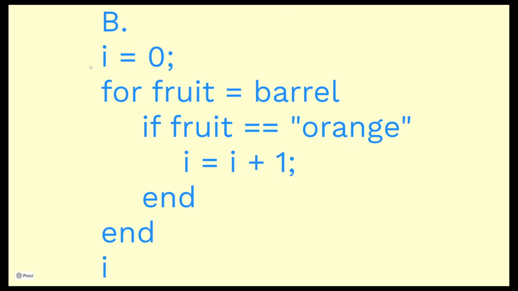In B, we set I equal to 0 first before we enter the loop, and then we do fruit equals barrel, so we'll get every index of barrel out into fruit. Then we say if fruit is equal to orange, we'll add 1. By the end, we should have however many oranges that were in the barrel.